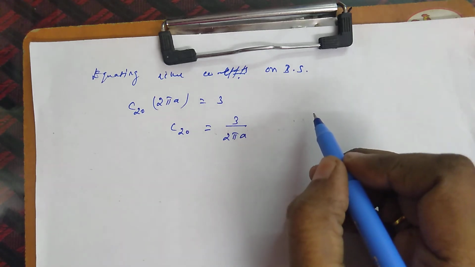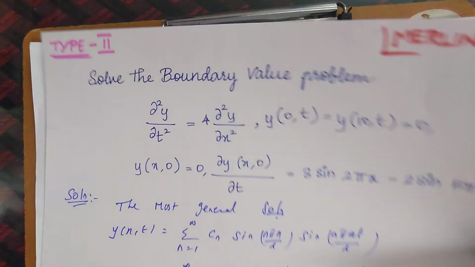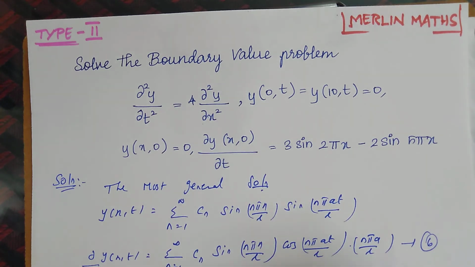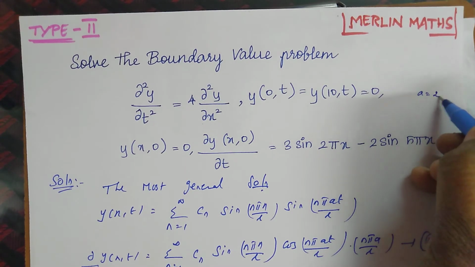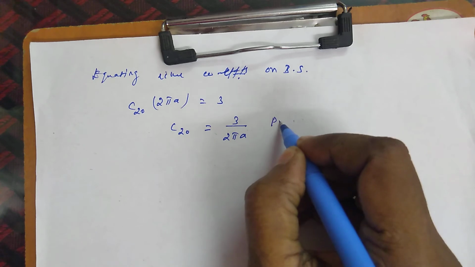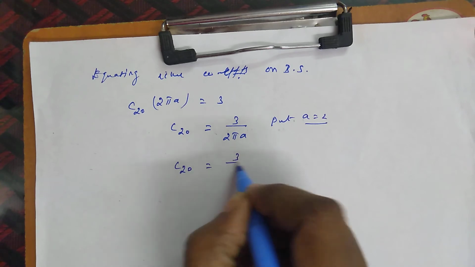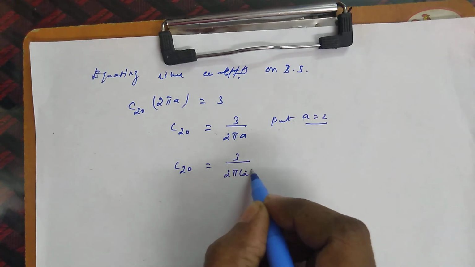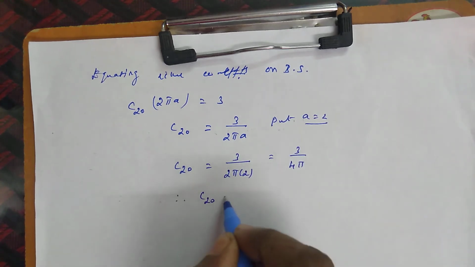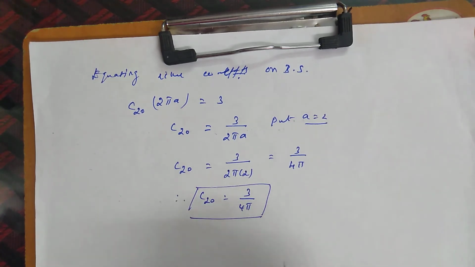Okay, so the wave equation is given in the question: dou square y by dou t square equal to 4. That means a square equal to 4, that means a equal to 2. So we can substitute the a value also. So put a is equal to 2. So C20 equal to 3 by 2 pi into 2, that is 3 by 4 pi. Therefore C20 equal to 3 by 4 pi. One value is over. In the same manner we can find the next one.